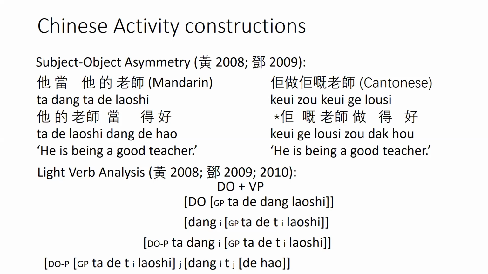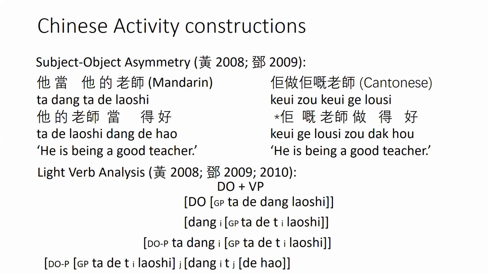And here the idea is that when de or ge occur in an object A position, so for example, 他當他的老師 or in Cantonese 佢做佢嘅老師, both Huang and Tang argue that it's possible to drop the subject and move the object activity nominal to subject A position. So this is how we get the last two steps. We get 他的老師當得好 or 佢嘅老師做得好, etc. That is, we drop the original subject, maybe 他 or 佢, and we move the object activity nominal to subject A position.